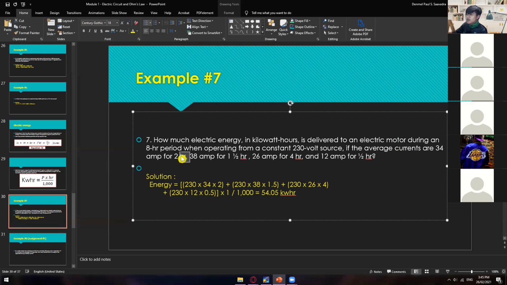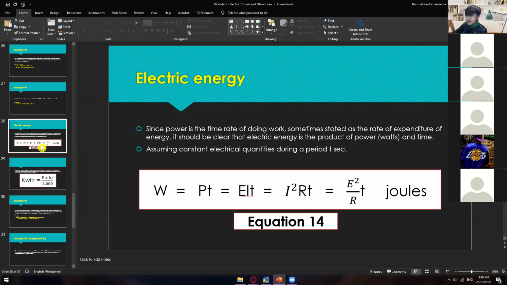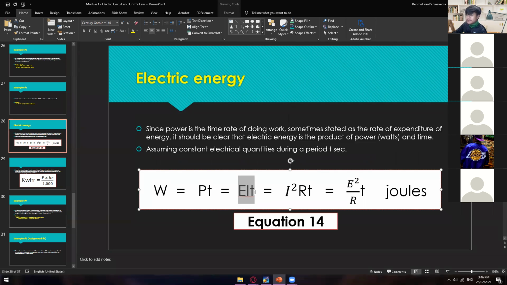Okay, so if you're going to add all of those, 1/2 hour, 1.5 hour, 2 hour, and then 4 hours, you'll get the 8-hour period operating at a constant 230 volt source. Okay, so the question here is how much electric energy in kilowatt hour is delivered in our electric motor? So just get the formula. Okay, we have here the EIT.